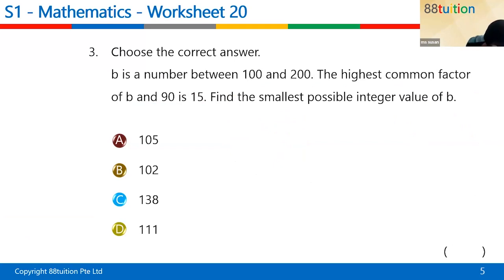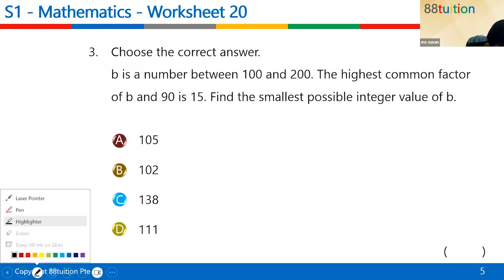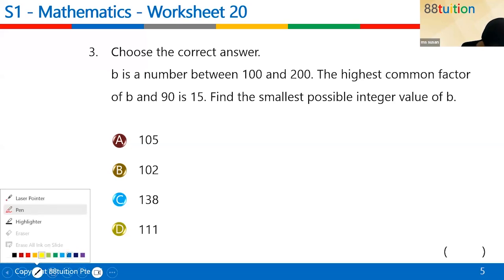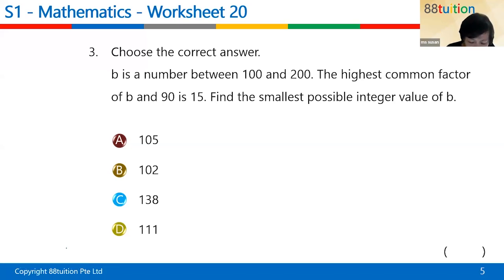Choose the correct answer. B is between 100 and 200. The highest common factor of B and 90 is 15. Find the smallest number. Okay, let's take a look at this. He gives you a range. All right, so B is a number which you don't know. However, you know that the number here has a highest common factor of 15 with another number.